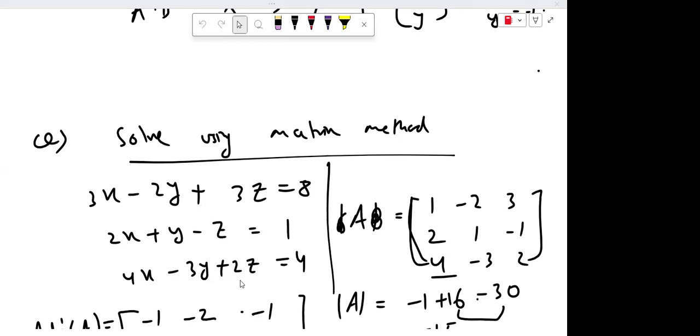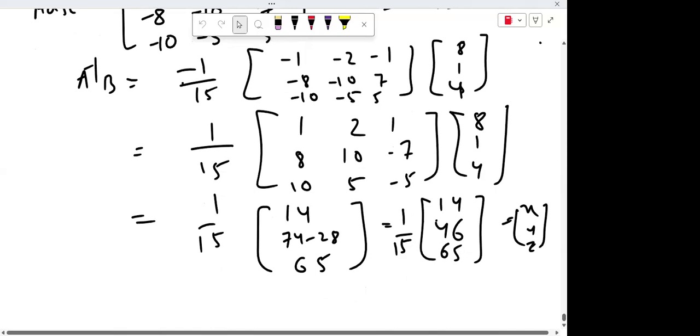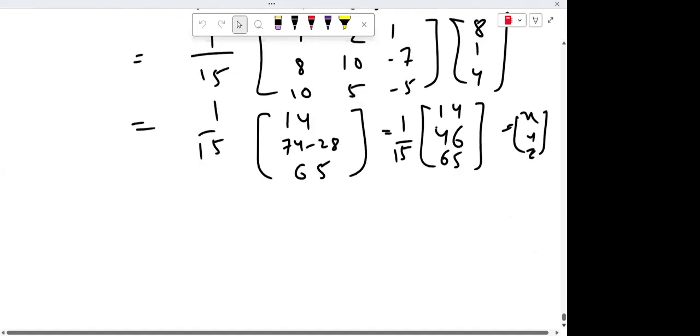No, sir. Okay. You guys remember how we did solution of system of equations, right? Finding determinant of A, then adjoint of A times B, etc. Okay. Let's start with the question.